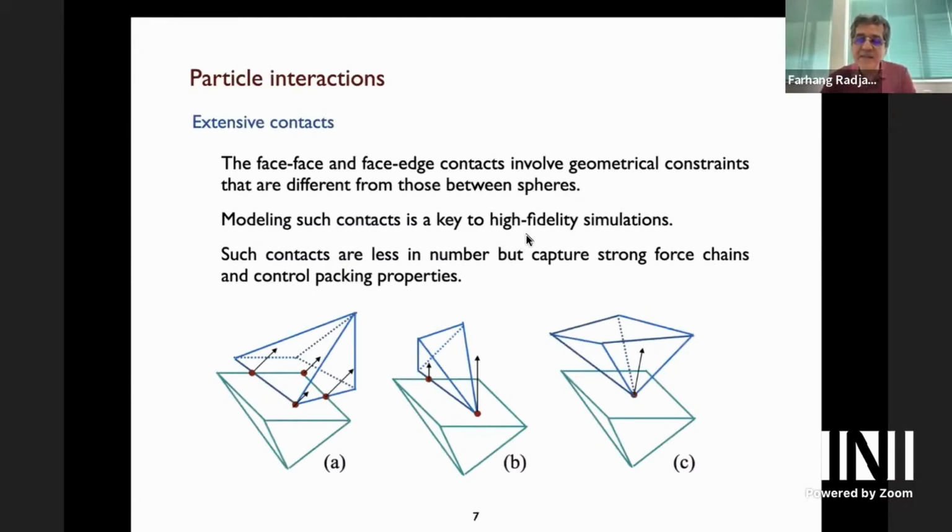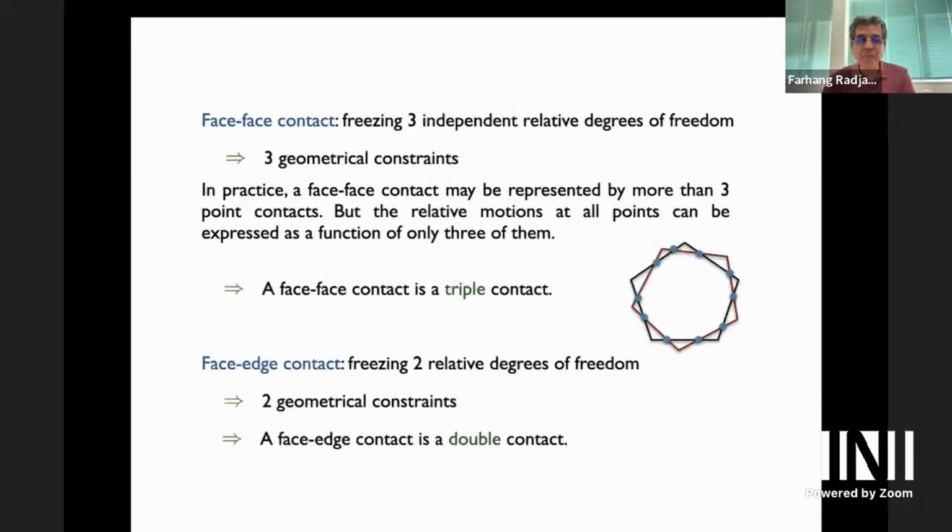We can no longer use geometrical overlaps, for example the volume of the overlaps, to model the interactions. And I should also mention that from past simulations, we know that such contacts, face-face and face-edge contacts, are much fewer in number, but they capture strong force chains, and so they control the packing properties.